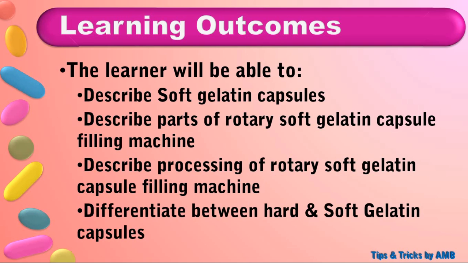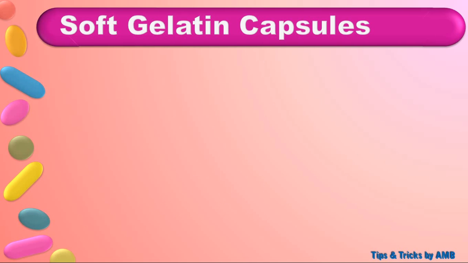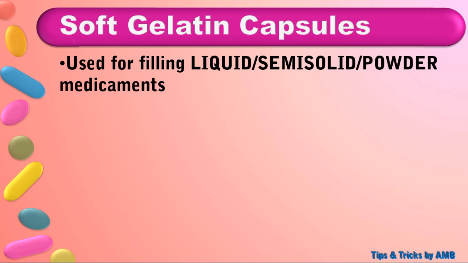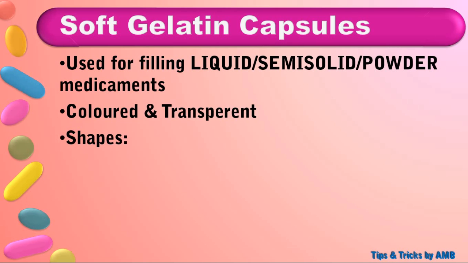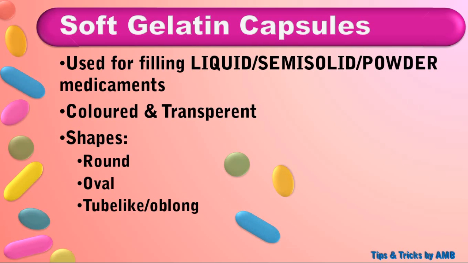So first we are discussing soft gelatin capsule. Soft gelatin capsules are used for filling liquids, semi-solids or powder medicaments in it. These are colored and transparent. These are available in different shapes like round, oval and oblong or tube-like shape.